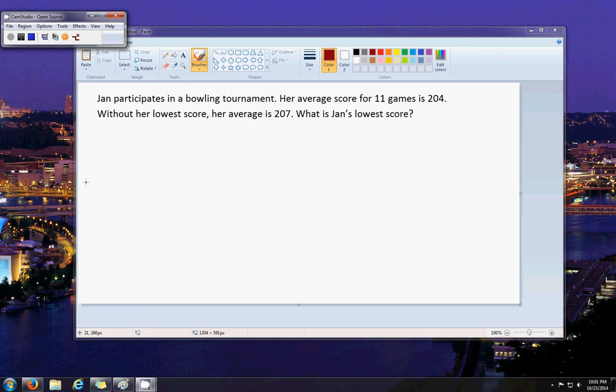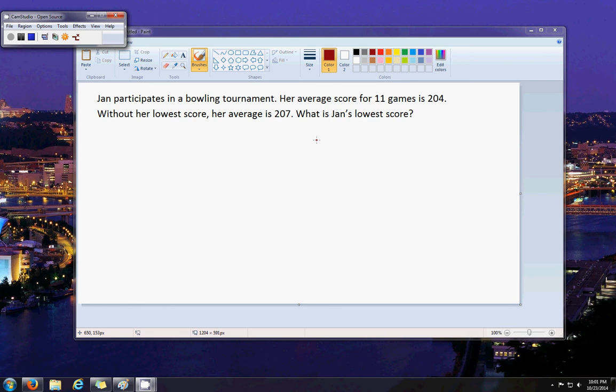Alright everyone, I got a request to help out with number 4 on the back of the homework that is due October 27th. So if you look on the back, you will see this problem. Jan participates in a bowling tournament. Her average score for 11 games is 204. Without her lowest score, her average is 207. What is Jan's lowest score?